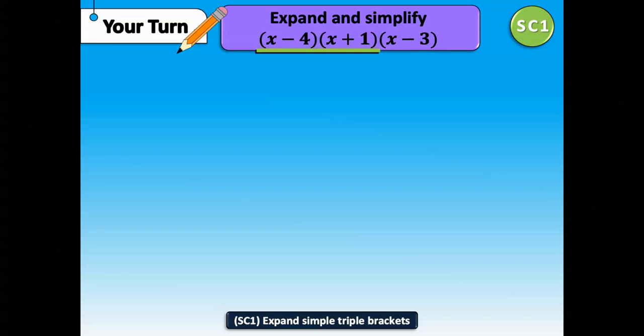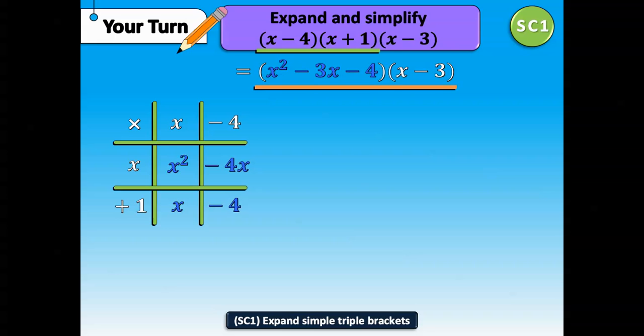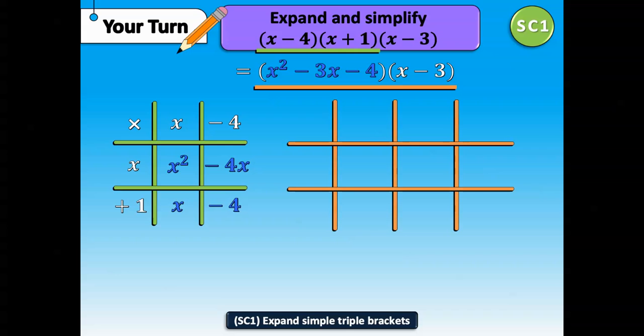So in this question, we're going to multiply the first two brackets together first. So x minus 4 times x plus 1. And we get x squared minus 4x plus x minus 4. And that makes x squared minus 3x minus 4. And then finally, we're going to times that by the third bracket. So we do another grid with x squared minus 3x minus 4 at the top and x minus 3 at the side. And we multiply all those together.